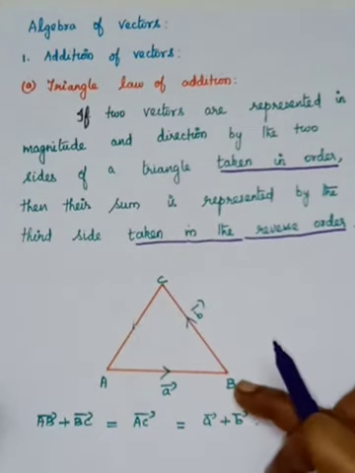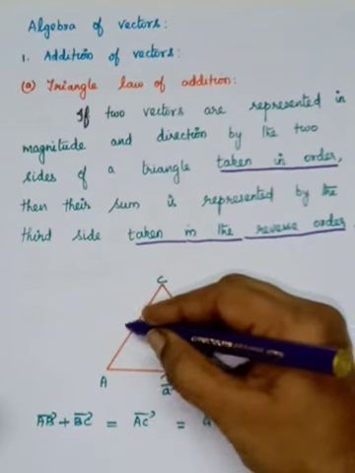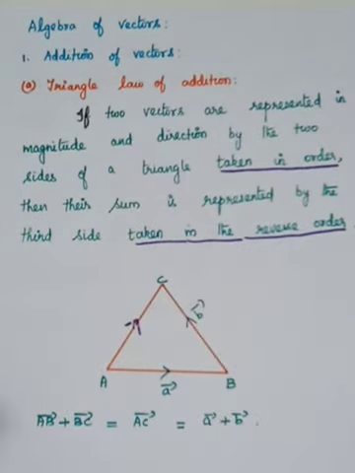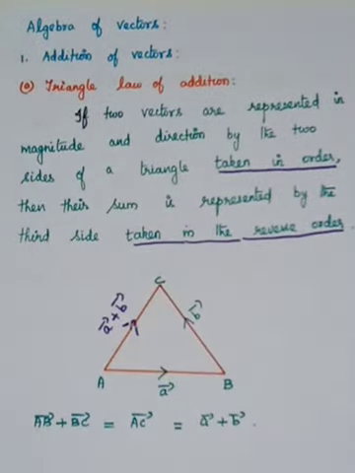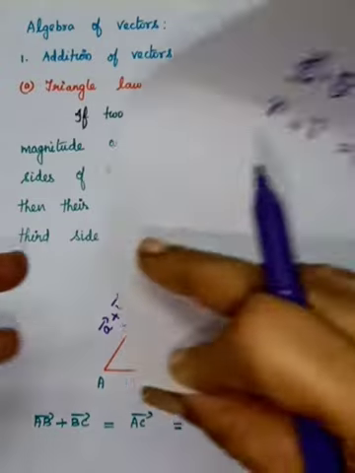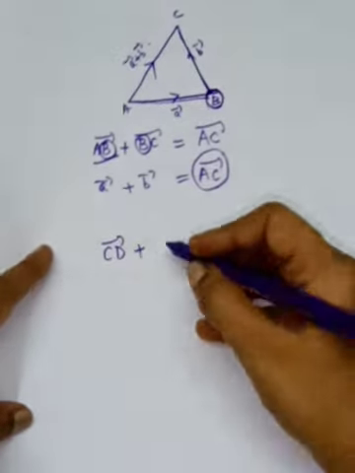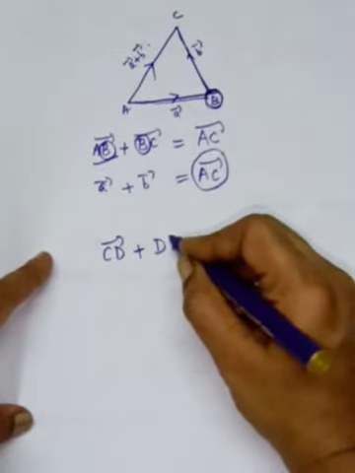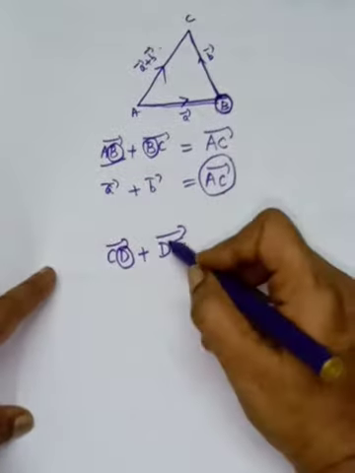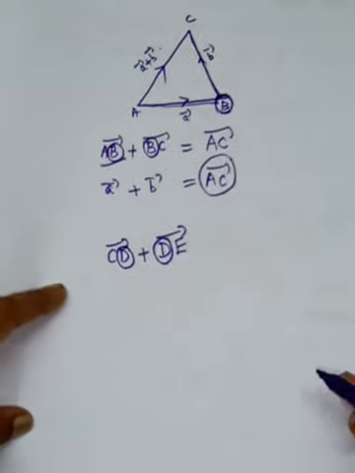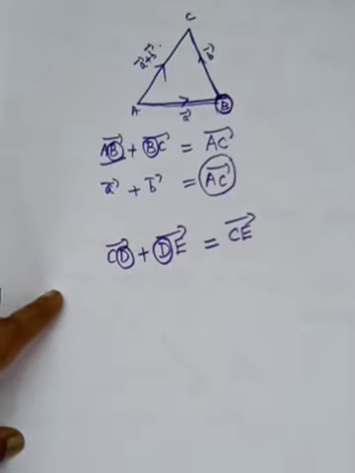So AB vector is A vector and BC vector is B vector, which means your AC vector will represent the sum of these two, A vector plus B vector. For example, if I take CD vector, which vector has to be added with CD vector? DE vector, because the terminal point of the first vector should be equal to the initial point of the second vector. The resultant is nothing but the addition of those two vectors.